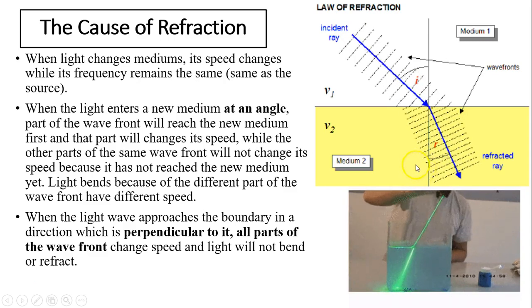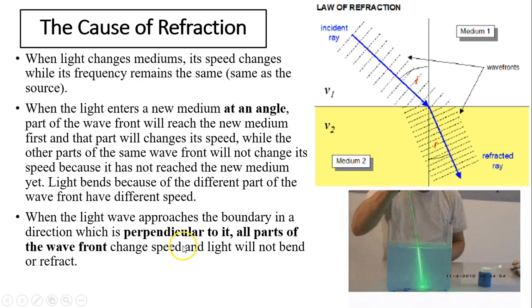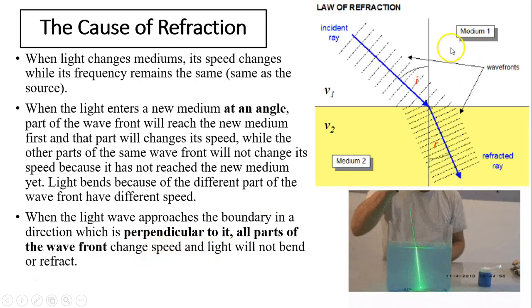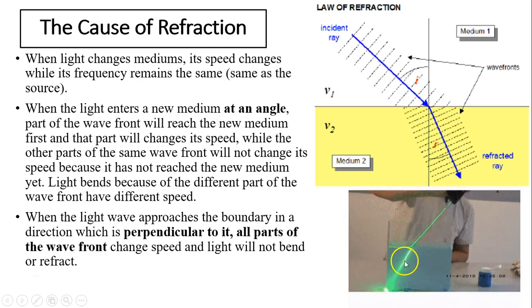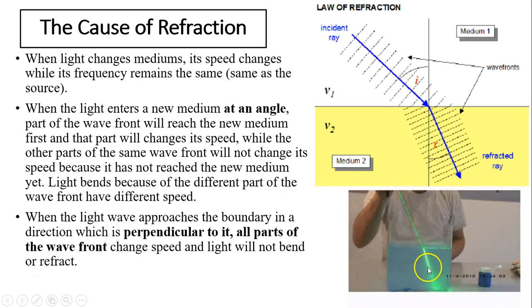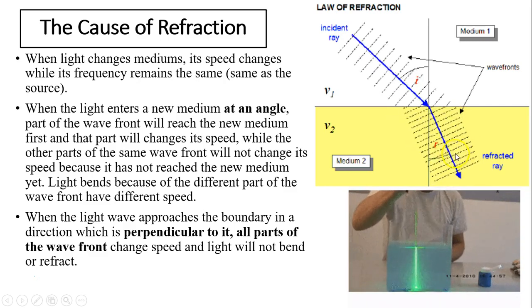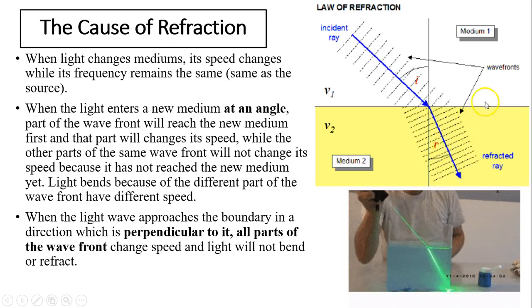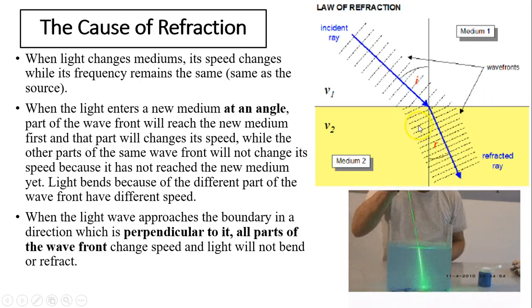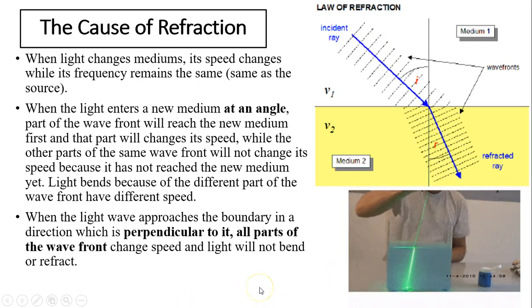However, when the light wave approaches the boundary in a direction perpendicular to it, going straight down like this, light does not bend. No bending. That is because all the points on the wavefront change speed at the same time. There is no part whose speed is faster or slower than the other part. Every part is the same.